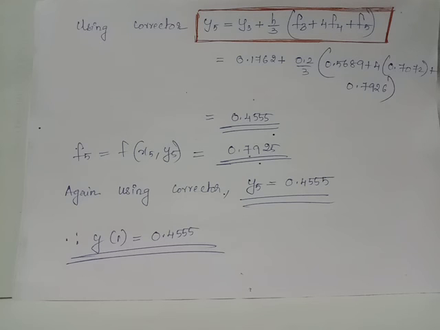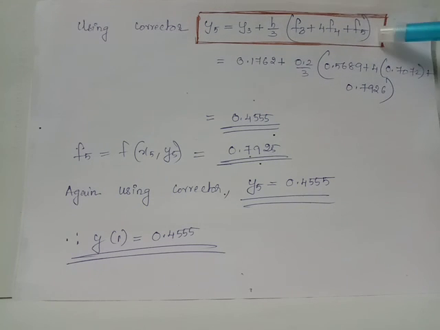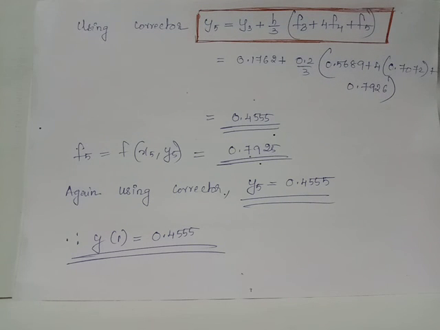Now we will again apply the corrector formula, but when you apply it the second time, we will have f5 equals 0.7925 instead of the previous value 0.7926. That is, using this updated value of f5, again you will make use of this corrector formula with y3 equals 0.1762, h equals 0.2, f3 equals 0.5689, f4 equals 0.7072 and f5 equals 0.7925. Thus we again obtain y5 equals 0.4555. With this we confirm that y5 takes this value itself.